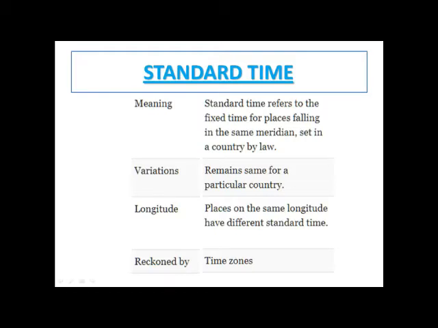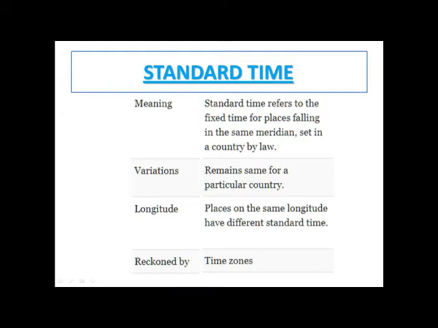Okay. Now let's look at the standard time. What does standard time basically mean? The central meridian of the country, or the meridian on which the most important city is located, such a central meridian is pointed as the standard meridian.